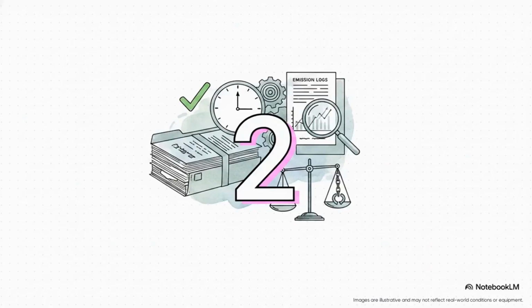If an inspector walks through your door and asks to see the emission logs from 18 months ago, you have to produce them right then and there. If you can't, you're looking at strict legal penalties. Because in the world of compliance, if it isn't documented, it literally didn't happen.